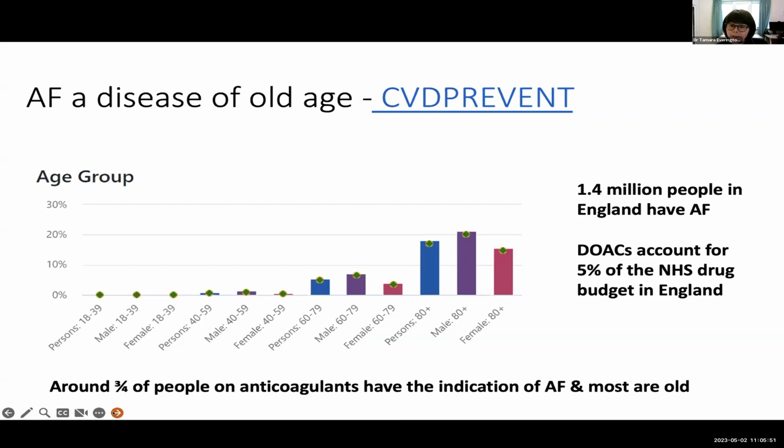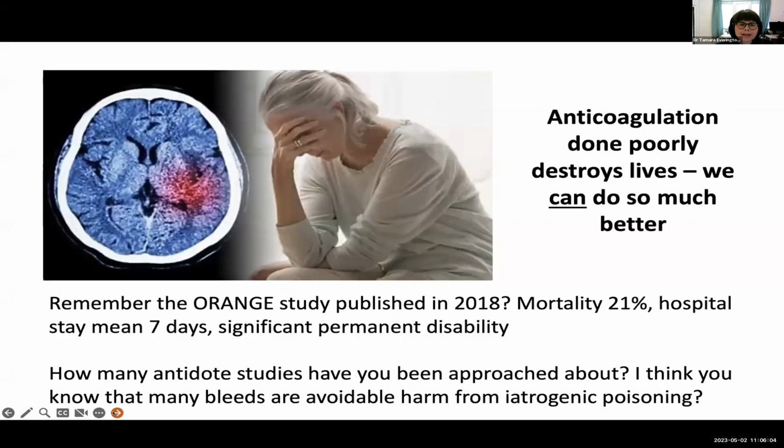And, you know, what about the young people? So we have a responsibility to the old to get this right for them, but also to the young to make sure that we're not wasting money. Next slide, please. Okay, so we know that anticoagulation done badly destroys lives. And I think all of us will have been involved in serious incident investigations where things have gone wrong and treatment wasn't given in a timely fashion, or reversal treatment wasn't given in a timely fashion. And the consequence of that is that harm is caused.